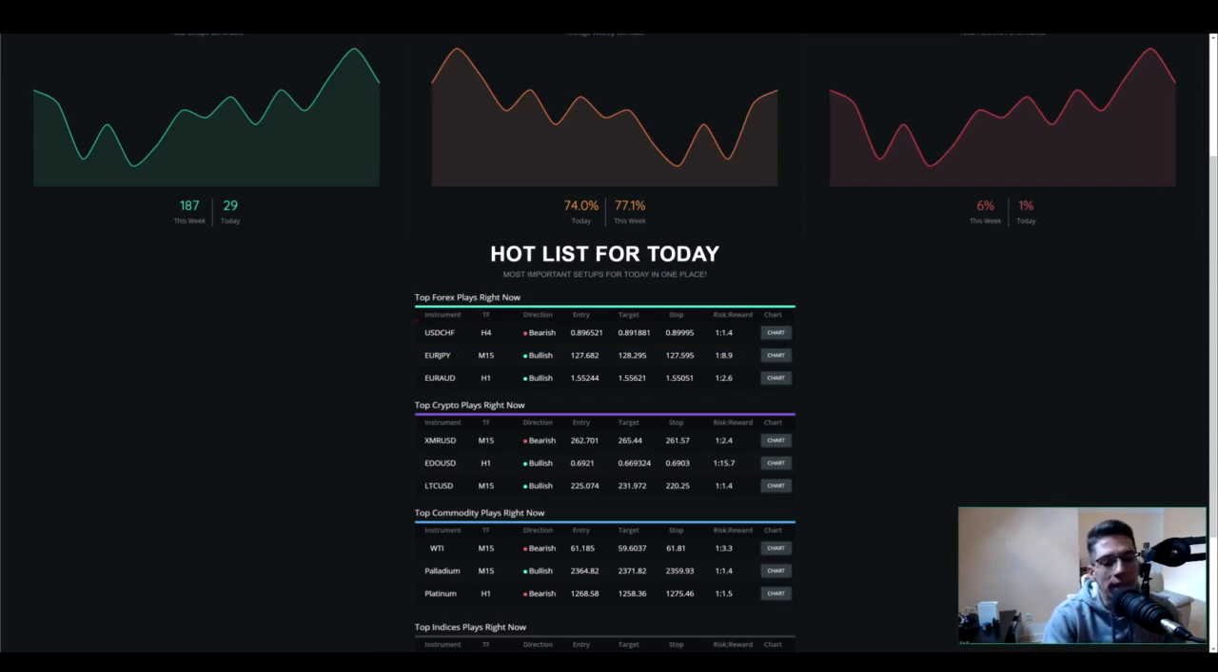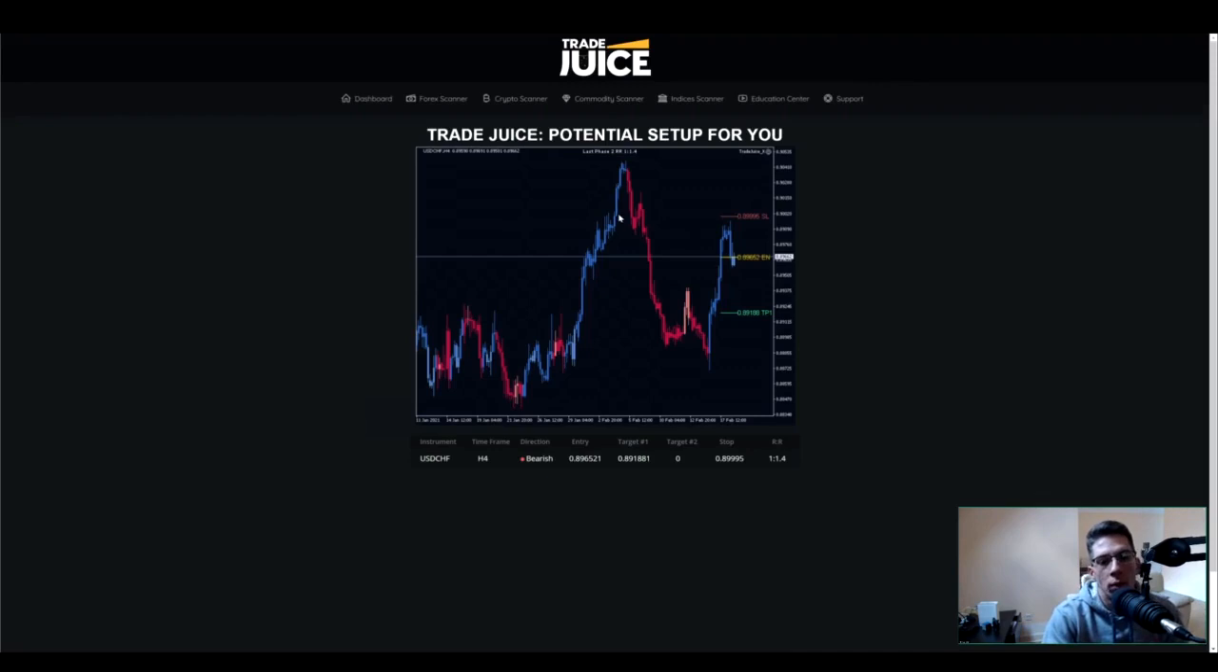Every single trade idea comes with the instrument name, time frame where we found that signal, direction bearish or bullish, let's say either we want to buy or sell, entry point, target, stop, and a risk reward. Also, you have the chart so you can get everything that you need. So if we click here, what we see here is the dollar Swiss franc. And the same thing that you see here is displayed over here, just more for that visual representation of what we are looking to do.